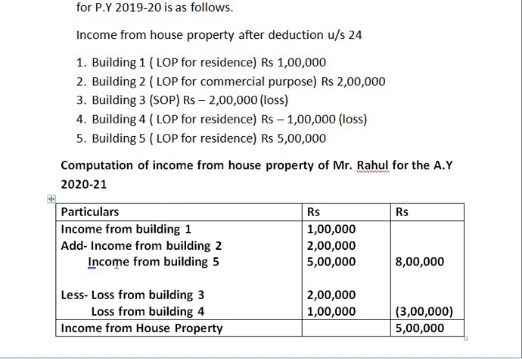I hope you have understood these simple sums. In next class we will be solving sums on inter-head set off. These two sums are based on inter-source set off, wherein the loss from the same source is adjusted with the profit against the same source. That is, building loss is adjusted with building profit. Business loss is adjusted against the business profit. This is known as inter-source set off. In next class, we will be solving sums on inter-head set off.